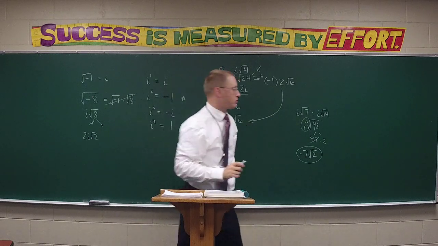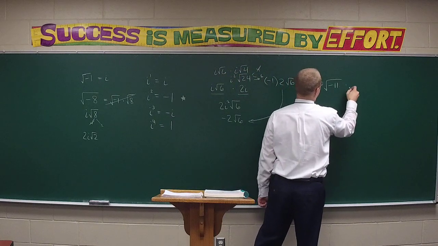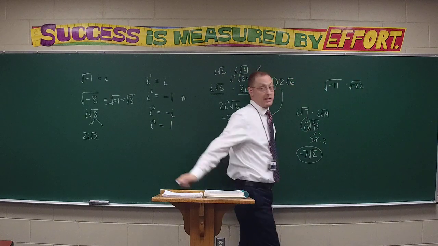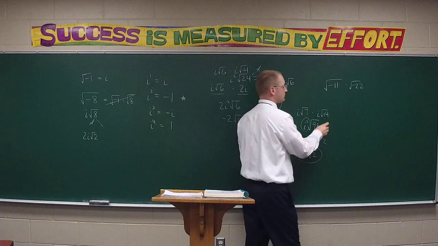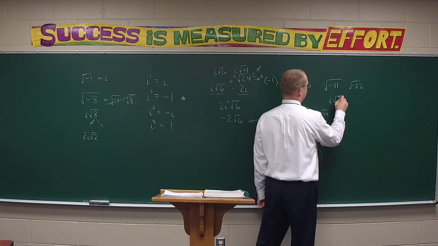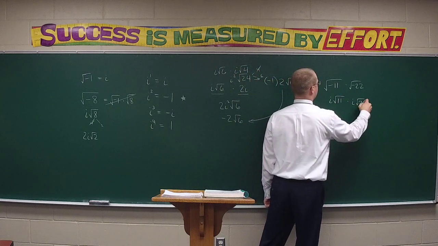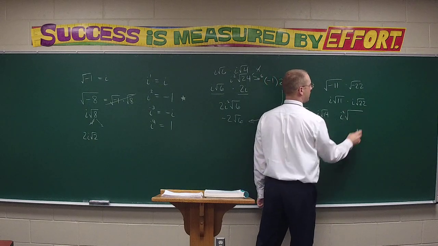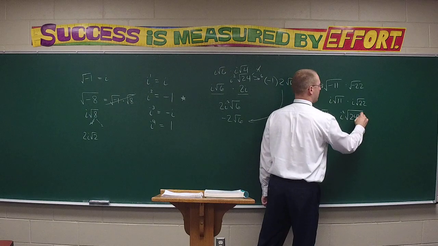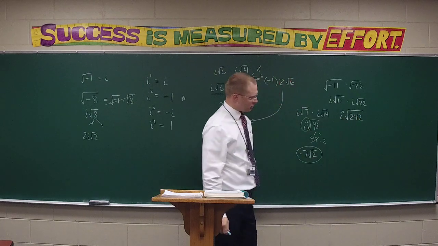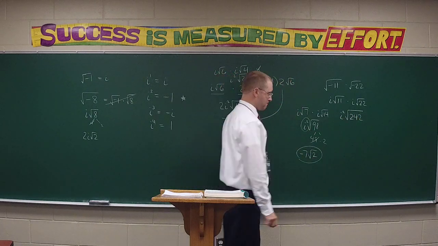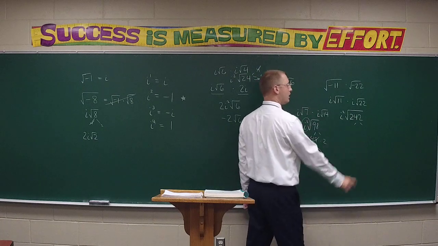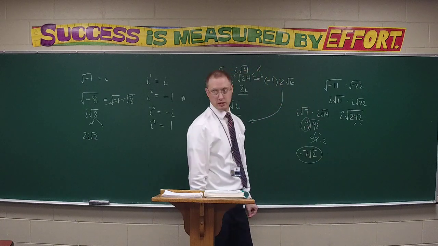Number 23, we have the square root of negative 11 times the square root of negative 22. But the better way to write it down would have been, Kendall? i times square root of 11 times i times square root of 22. And that gives us initially? i squared times the square root of 242. And we should see a perfect square in 242. It's one of our bigger ones.